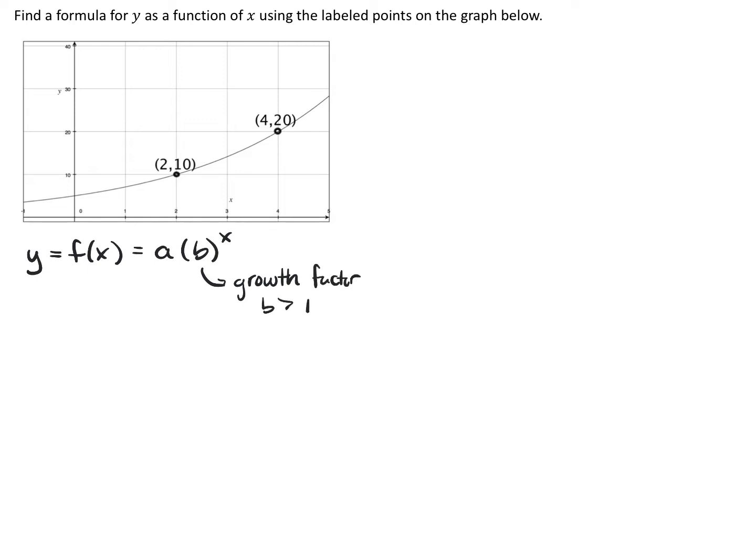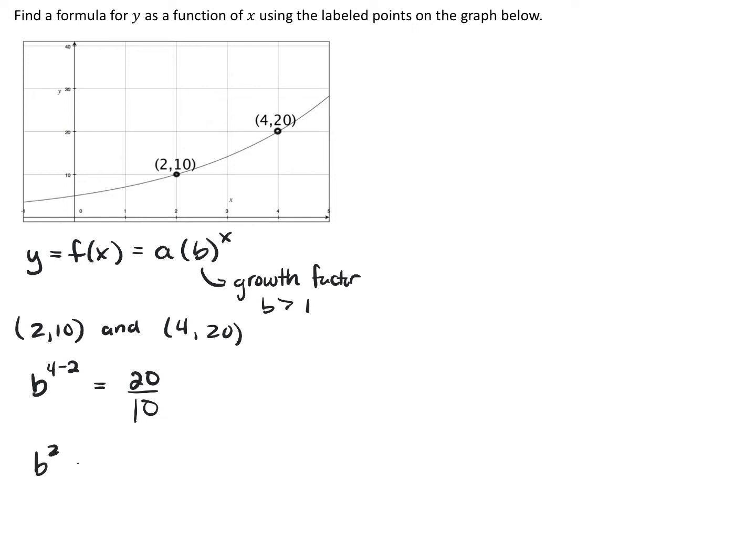Okay, so using our 2 points here, I'm going to go ahead and write down my 2 points. I've got 2 comma 10 and 4 comma 20. So the first thing that we're going to do is calculate the growth factor. So the growth factor here is going to be b raised to the change in x, so that's 4 minus 2, is equal to the ratio of 20 over 10, okay?